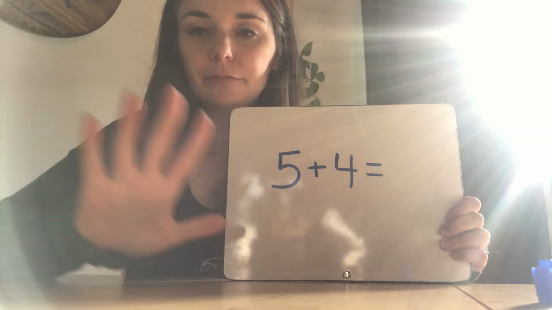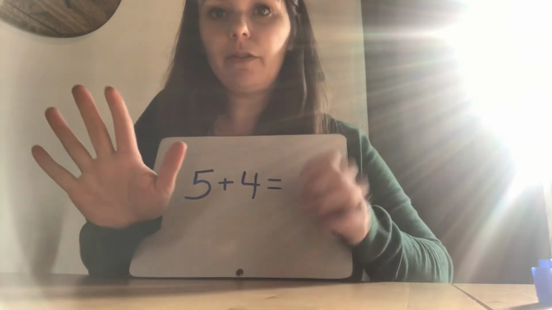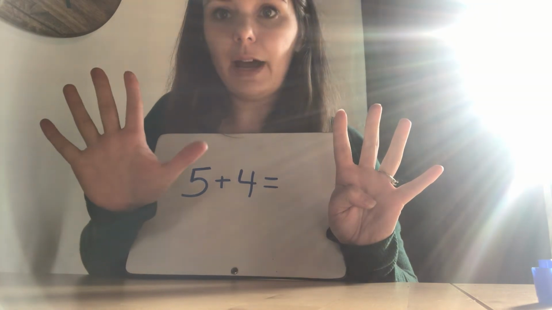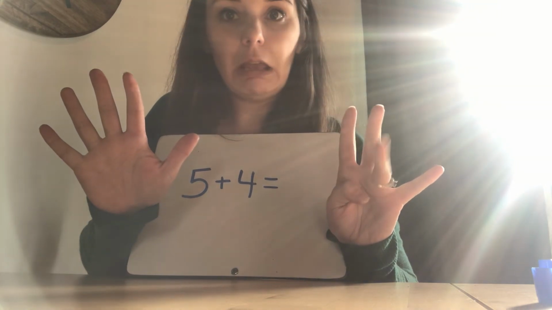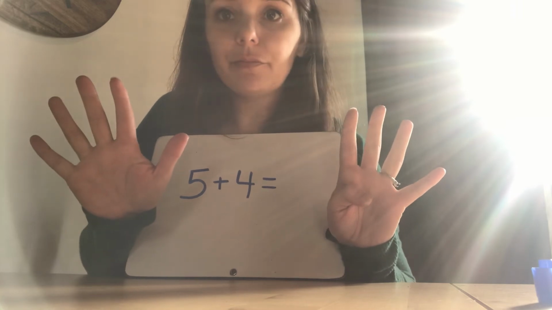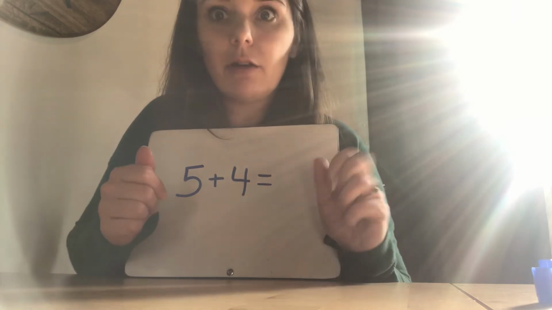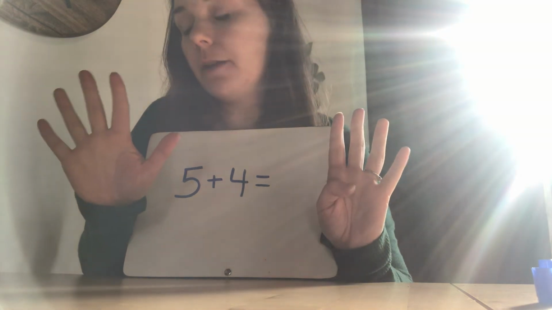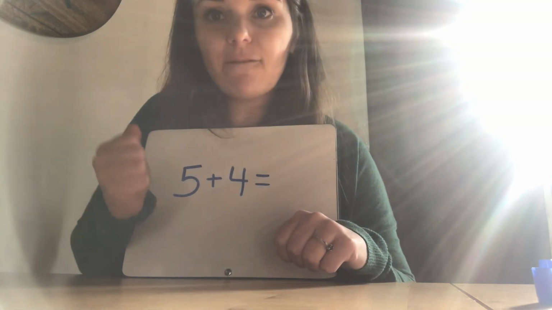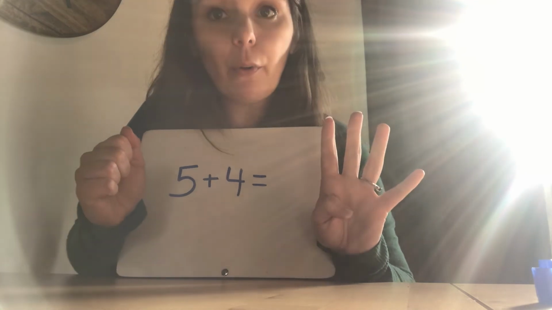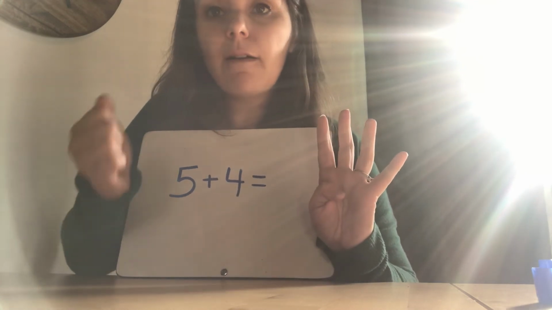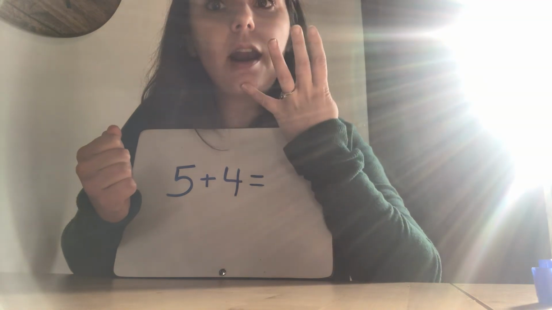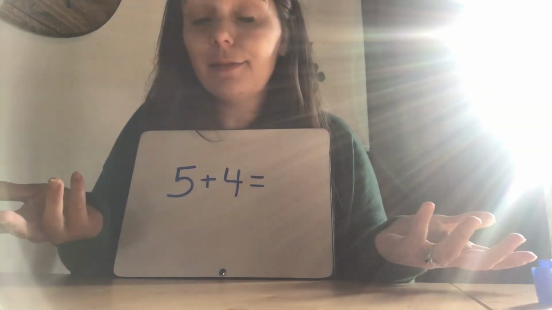You ready? Starting at 5, and we can have 4 more. 1, 2, 3, 4, 5, 6, 7, 8, 9. We know it's 9. Another strategy is bumping and counting on. So we know we have 5. We don't need to recount it. I know this is 5, right? So I put it in my hand and I say 5. And I put out my 4 because I need 4 more. Ready? 5, 6, 7, 8, 9. It's 9.